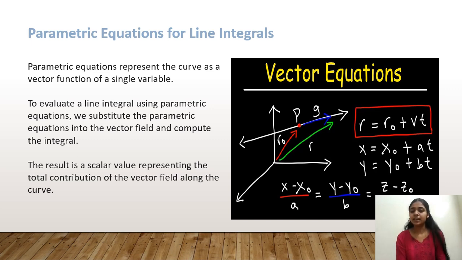Here, this is the x-axis, this is the y-axis, this is the z-axis, in which gamma naught and gamma are passing from the origin. Gamma equals gamma naught plus gamma t. Here, x equals x naught plus at, y equals y naught plus bt. This is what the parametric equation represents: x minus x naught divided by a equals y minus y naught divided by b equals z minus z naught divided by c.